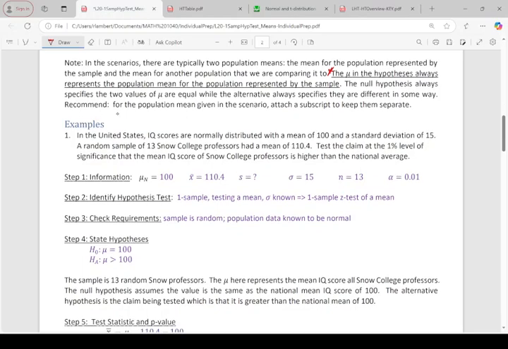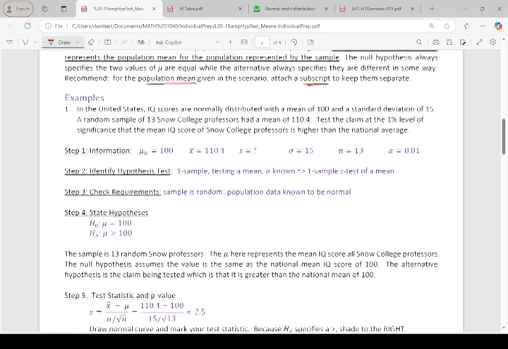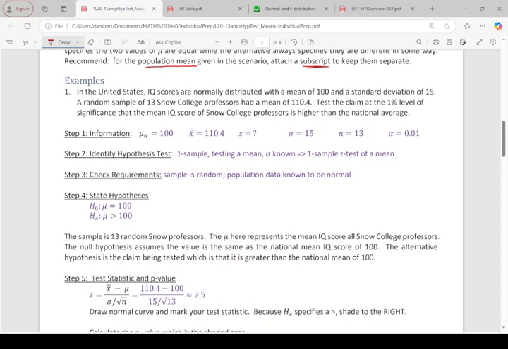Last thing, there's a tip. You don't have to do this, but I'm going to attach a subscript to the given mean to keep it separate from the other mean. So that might have felt all really complicated. Hopefully the examples here put it all together. The first one's worked out for us, but let's go over it step by step.